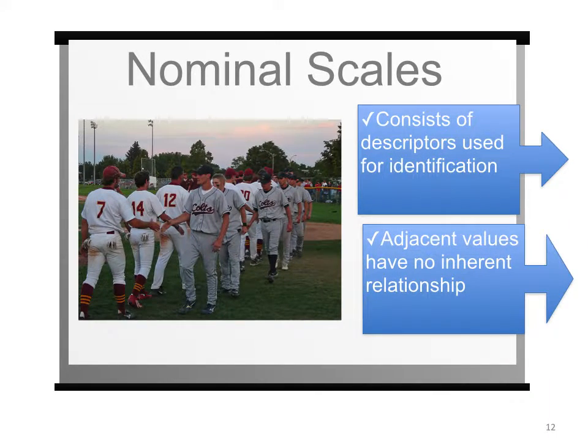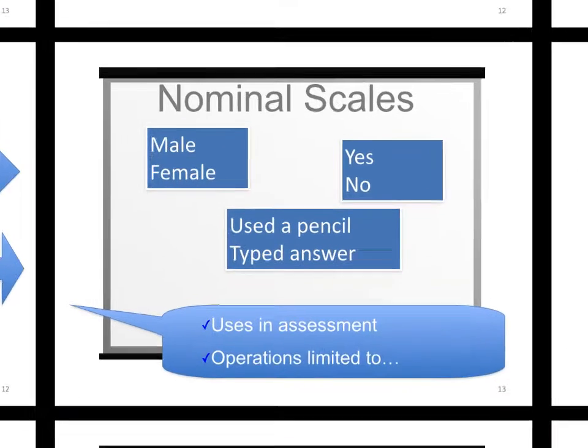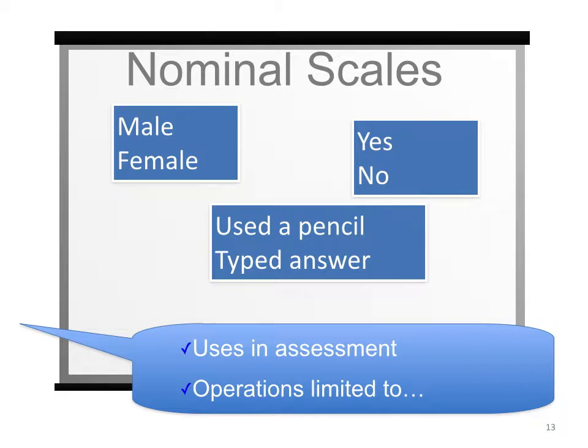So nominal scales. These are descriptors. They're for identification. Adjacent values have no inherent relationship. You can look at those baseball jerseys. The numbers don't really mean anything other than as labels or descriptors. So nominal scales, here's a few other examples. Male and female, yes and no. Used a pencil, typed an answer. So you can think about the uses in assessment. And there's also some limitations to nominal scales, of course.